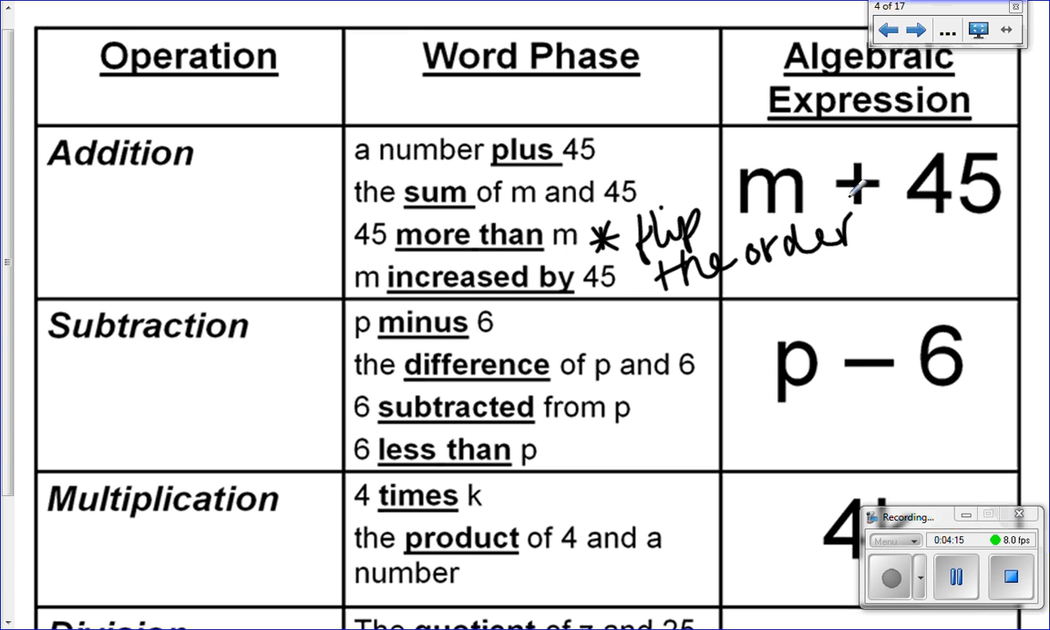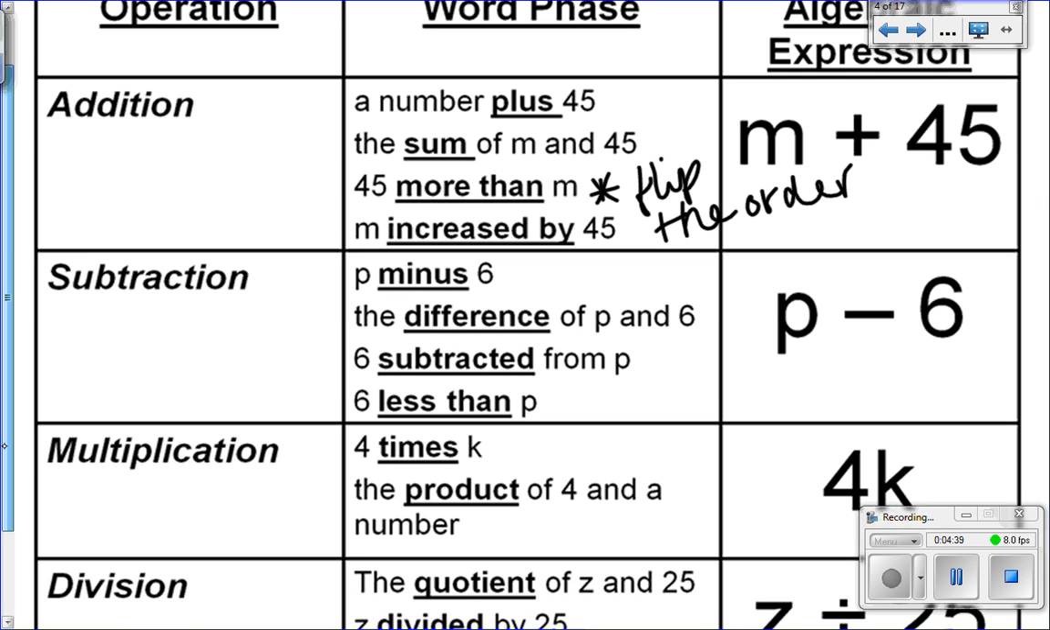So let's look here. We have M plus 45. The M comes first, then the 45. Well, when I read this phrase, 45 more than M, 45 is second, and the M is first. We flip the order when we use the phrase more than. It's important to remember that. There's going to be a couple others that I have you put a star next to as well.